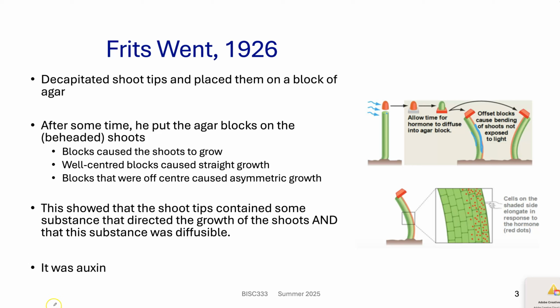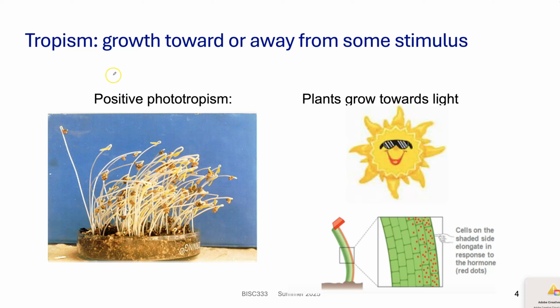And we won't go into all the details of all the experiments, but they finally were able to isolate the hormone auxin and demonstrate that that was the substance in those shoots that was responsible for that behavior, the ability for the shoot to continue to grow and the bending of the shoot if you didn't set the block symmetrically on the shoot. So plants exhibit what is called positive phototropism. A tropism is a growth towards or away from, or a movement towards or away from a stimulus. So plants tend to grow towards light.